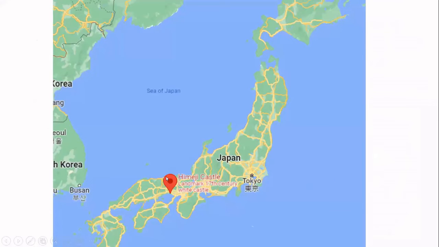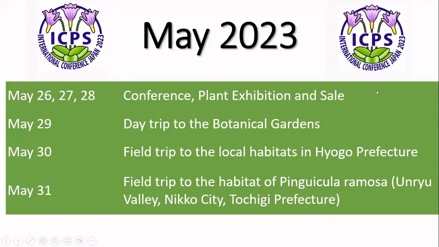We are going to be near this red dot, near Himeji Castle. It's a couple of hours away from Tokyo, but Tokyo is probably going to be the place where you want to fly in. And then you have those bullet trains, and that's how you get to the conference. Pretty much everything is here, except for the very last day, which is a field trip. It's back over here.